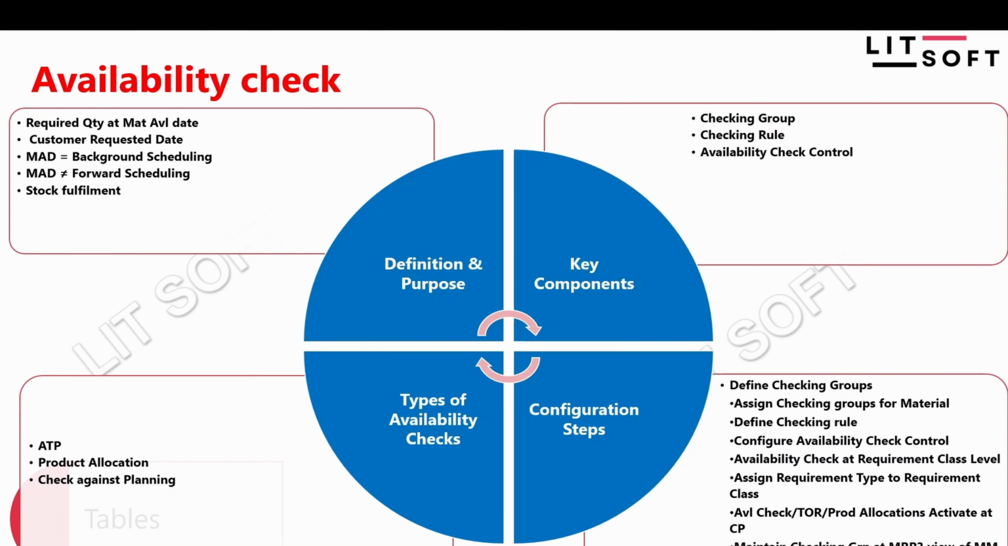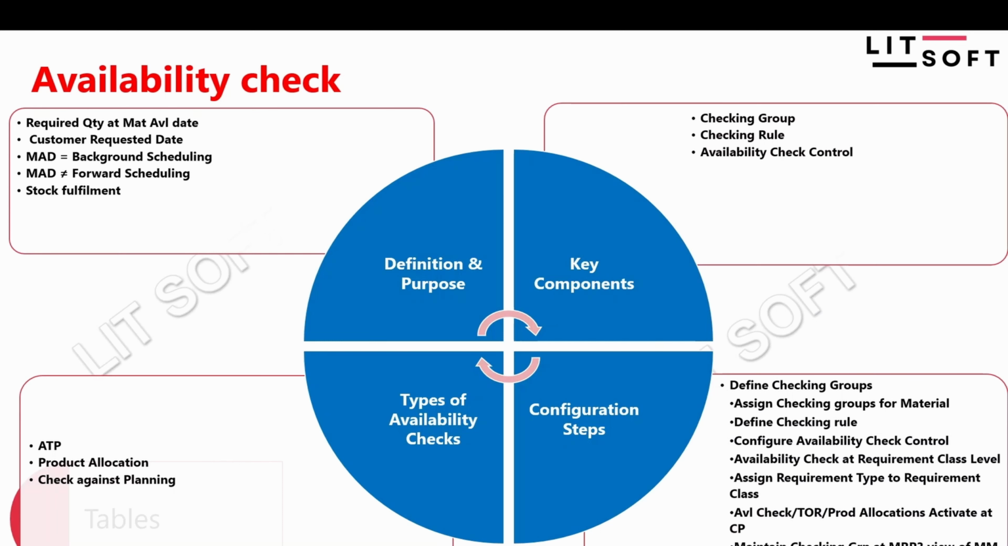How do you do availability check? As in checking group for the material, define checking rule, configure availability check control, availability check at requirement class level and the requirement type level, as I mentioned in the TOR. Also in the requirement class, you will be having the checks for the availability check and the TOR. And okay, whether you want the product allocations or not. Then later the advanced topic, AATP, is there, we can discuss those. Maintain checking group, MRP3 view, okay, so that is the thing.